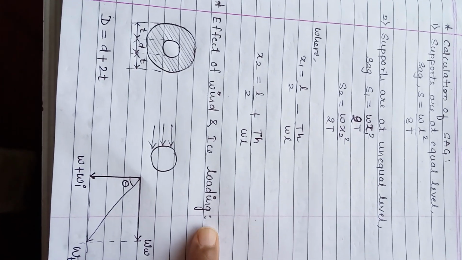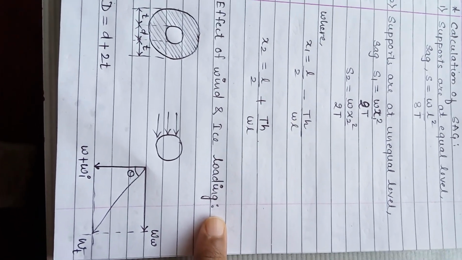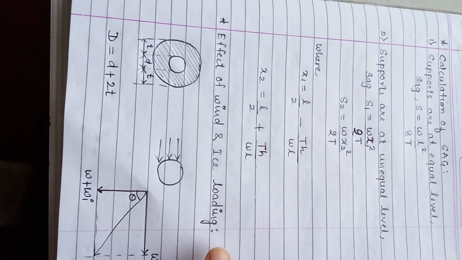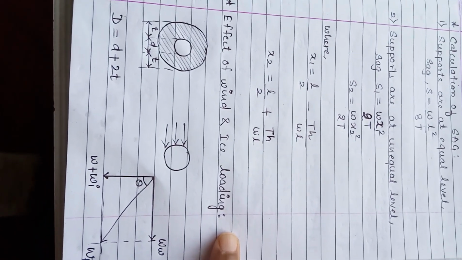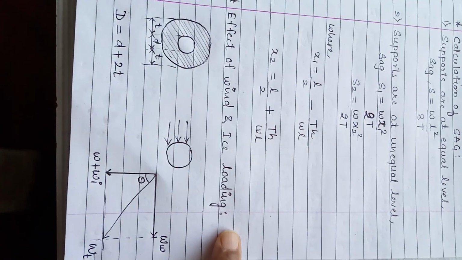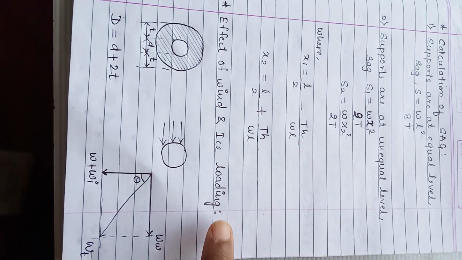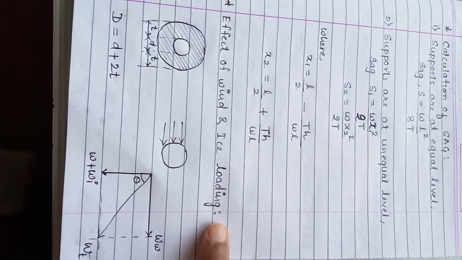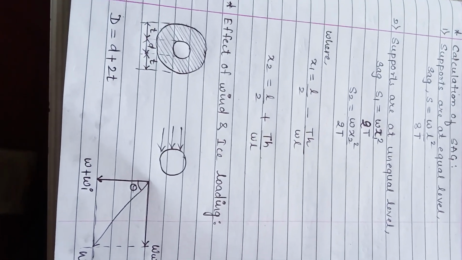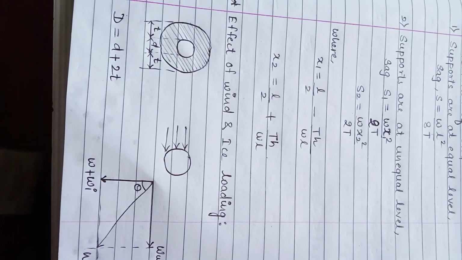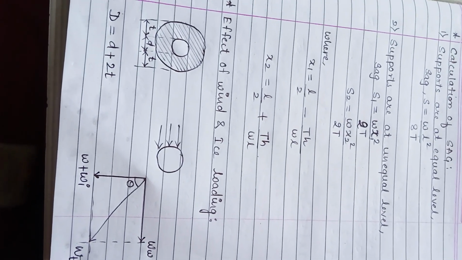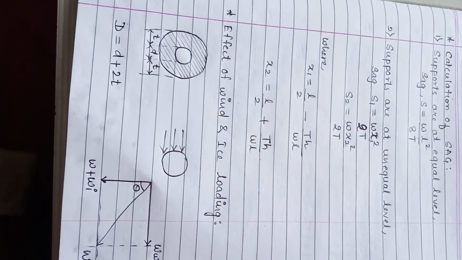wind and ice loading. Now what do you mean by effect of wind and ice loading? Where there is ice or snowfall in such areas, when there is snowfall, the ice will get deposited on the conductor surface, and this is going to add to the weight of the conductor, right?